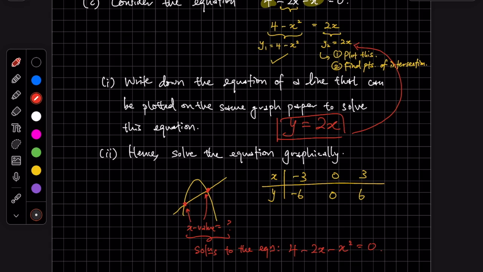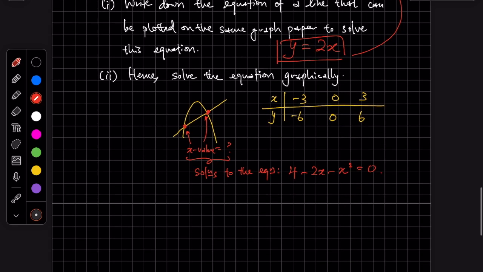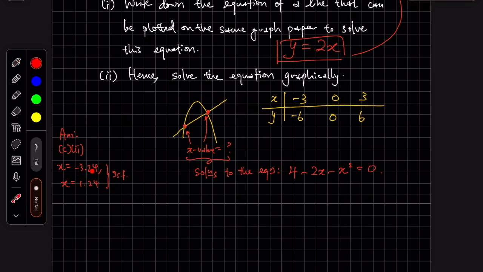Okay, so I just write down to 3SF. So the answers for C part 2: x equals negative 3.24, x equals 1.24, to 3SF. So of course, if you graph it out, the answer will not be very exact, right? So plus minus, okay? If you get negative 3.2 to 3.3, good enough. 1.2 to 1.3, good enough.